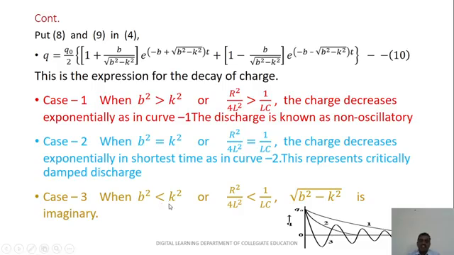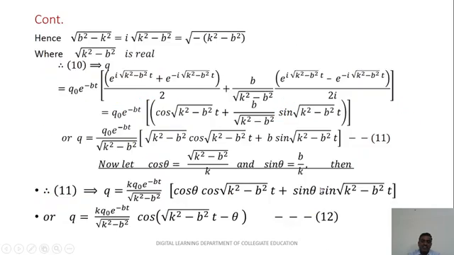Next, when b square is less than k square, then root of b square minus k square is imaginary. Hence, root of b square minus k square is equal to i root of k square minus b square, where root of k square minus b square is real. So then the previous equation, equation 10, becomes q is equal to q naught e to the power of minus bt into e to the power of i root of k square minus b square into t plus e to the power of minus i root of k square minus b square into t, divided by 2.